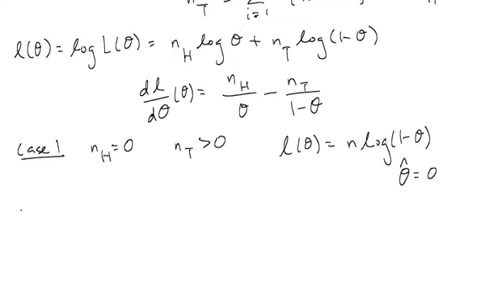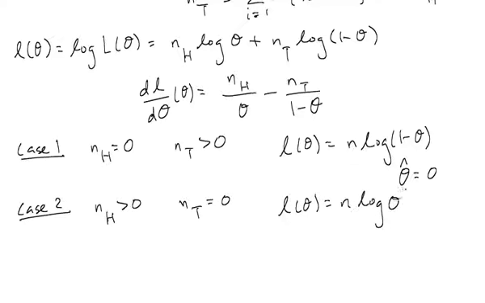All right, so now we're going to look at case 2, which is when the number of heads is greater than 0, the number of tails is equal to 0. In this case, the log likelihood is going to be equal to, well, the second term is 0 because nt is 0, and the first term is just going to be n, since the number of heads is equal to n in this case when we don't have tails. So we have n times log of theta.